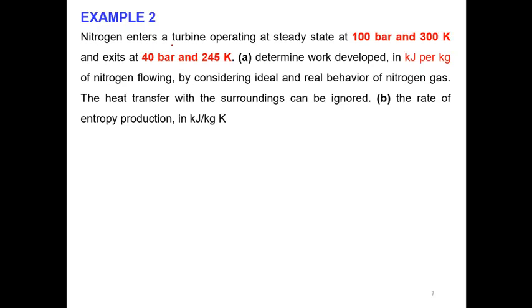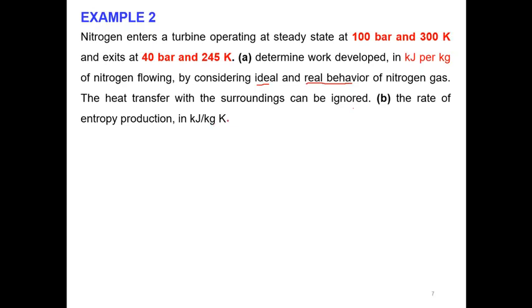So let's try to calculate another example, Example 2. In this example, let's say nitrogen enters a turbine operating at steady state at 100 bar and 300 Kelvin and exits at 40 bar and 245 Kelvin. Determine the work developed in kilojoule per kg of nitrogen flowing by considering ideal and the real behavior of nitrogen gas. The heat transfer with the surroundings can be ignored.